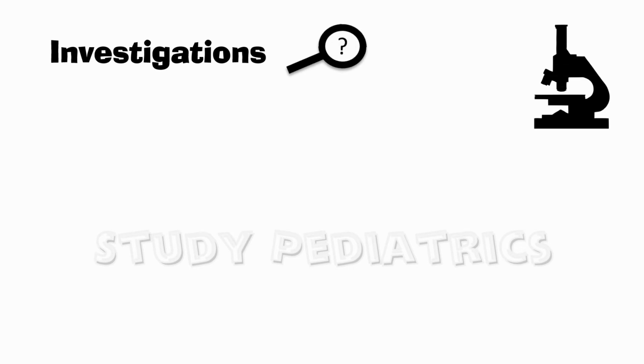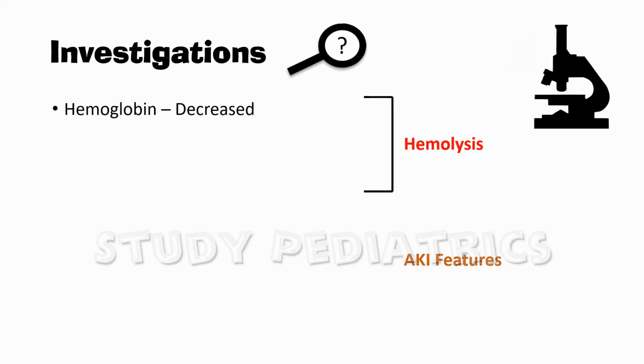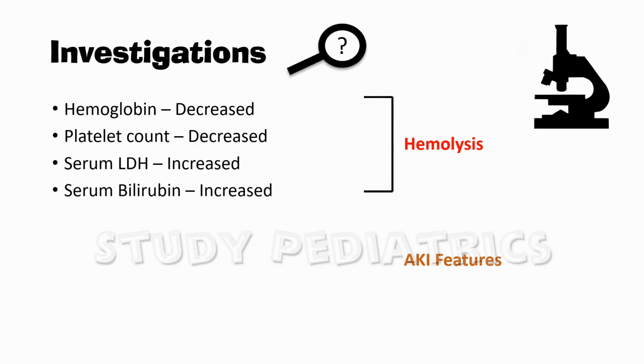Let's move ahead and see the investigations. Investigation can be broadly based on hemolysis and AKI features. Based on the hemolysis, we can investigate the levels of hemoglobin and the platelets, which are found to be decreased, serum LDH and serum bilirubin, which are found to be increased.